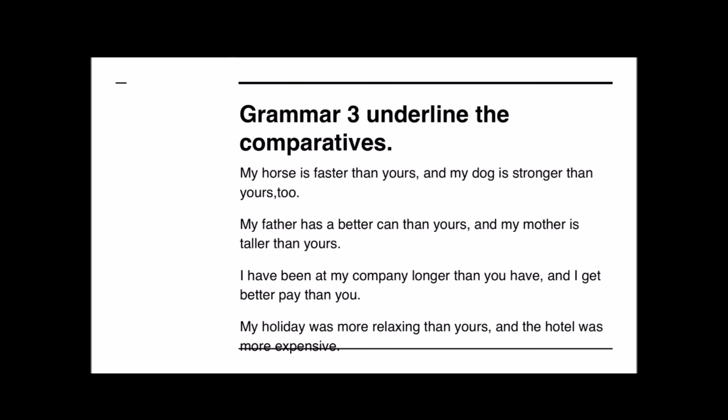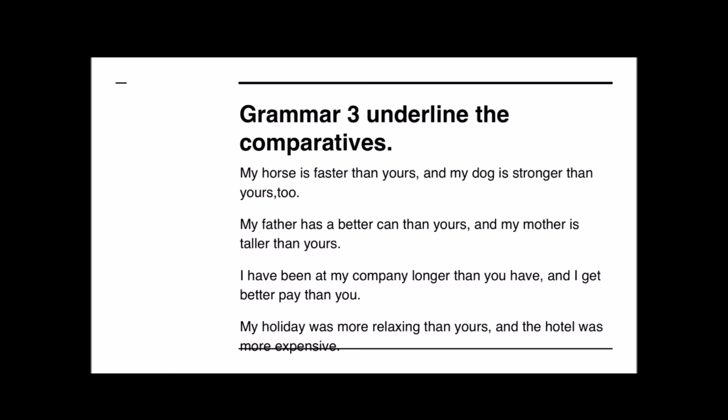Here's another activity about grammar. This time it's about underlining the comparatives. So look through the sentence and see if you can underline the comparatives. I'll read them out and then you underline them or write them down. My horse is faster than yours and my dog is stronger than yours too. So don't forget, comparatives have er or the word more or less in them.